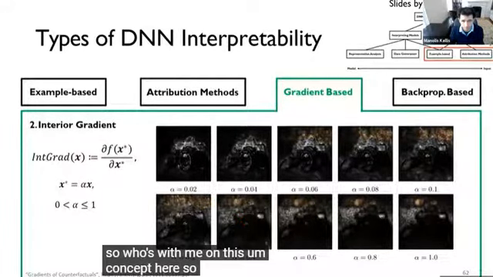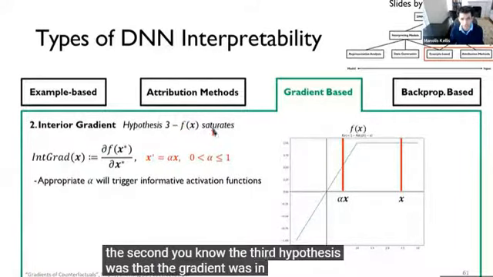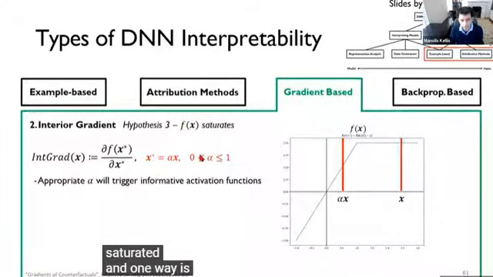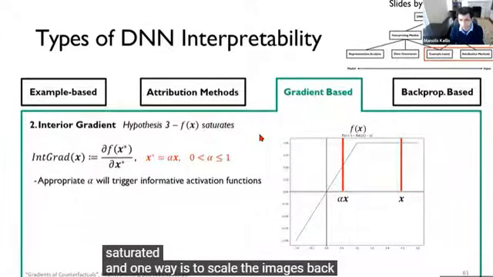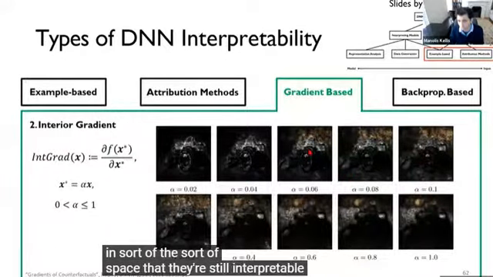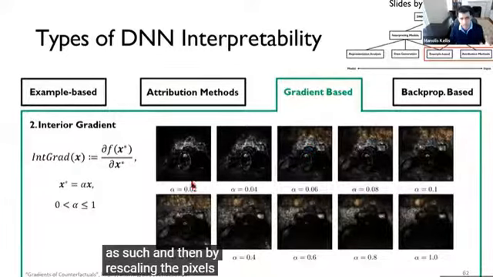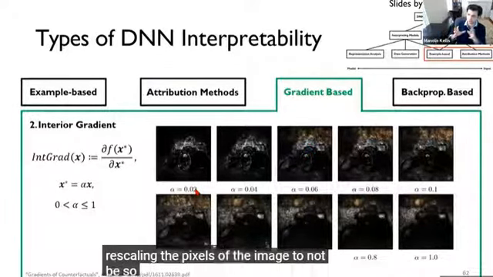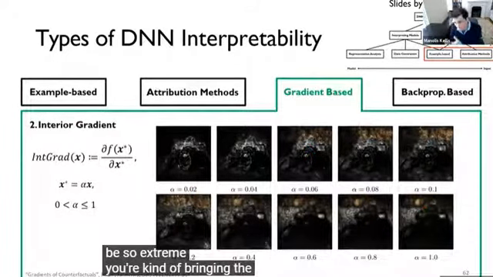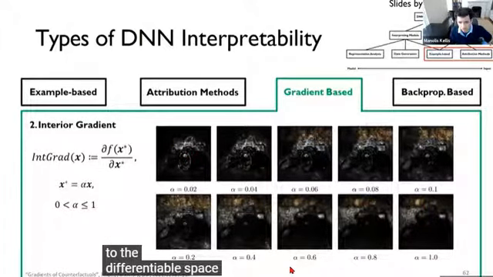So basically, the third hypothesis was that the gradient was in fact saturated, and one way to address that is to scale the images back into the space where they're still interpretable as such. By rescaling the pixels of the image to not be so extreme, you're bringing the image back to the differentiable space.